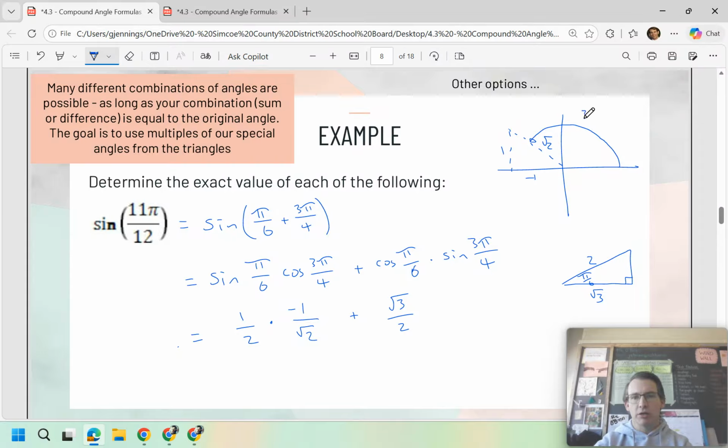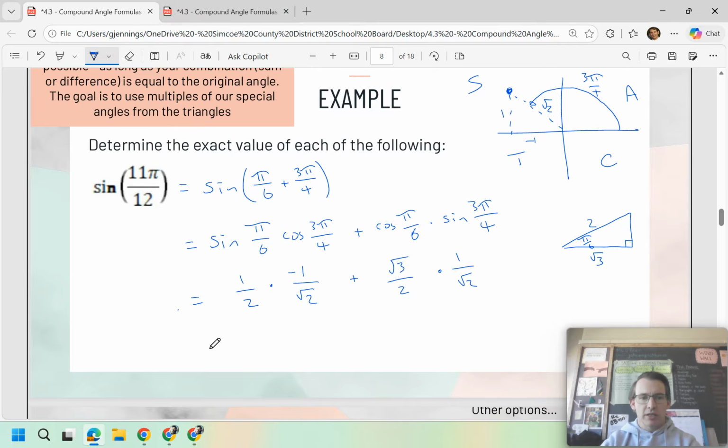We're still here, 3 pi on 4. So we notice here sine is going to be positive, so we're CAST. Sine is still positive over there. And it's the same as cosine, but the opposite sign, so it's multiplied by 1 on root 2. Okay? Put these together. So this gives us negative 1 on 2 root 2 plus root 3 on 2 root 2. And so that simplifies nicely to root 3 minus 1 over 2 root 2.